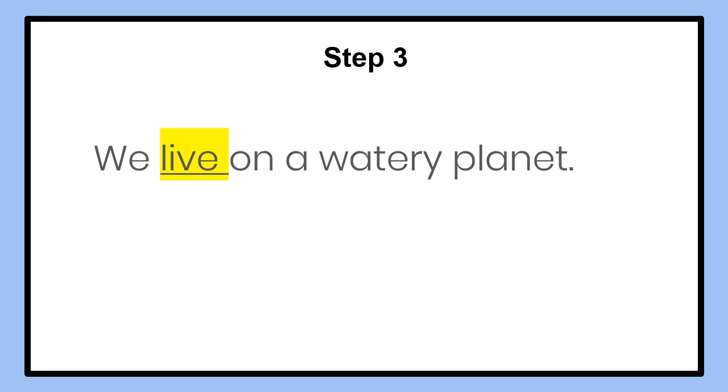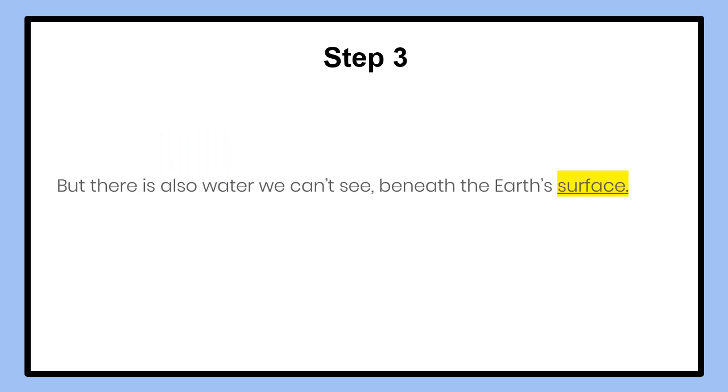Let's look at our first sentence. We live on a watery planet. What part of speech is live? That's right. Live is a verb because it is telling us what we do. Let's move to the second sentence. What part of speech is surface? Correct. Surface is a noun, where the water is.